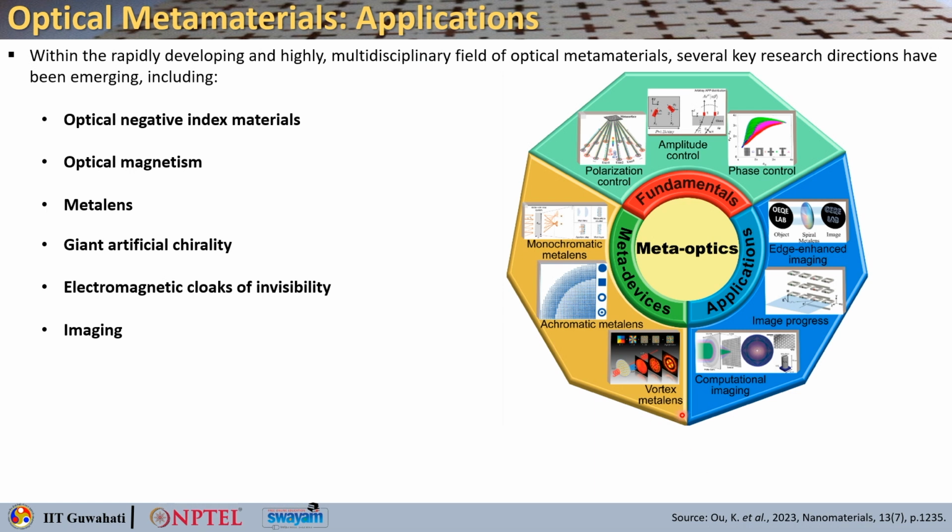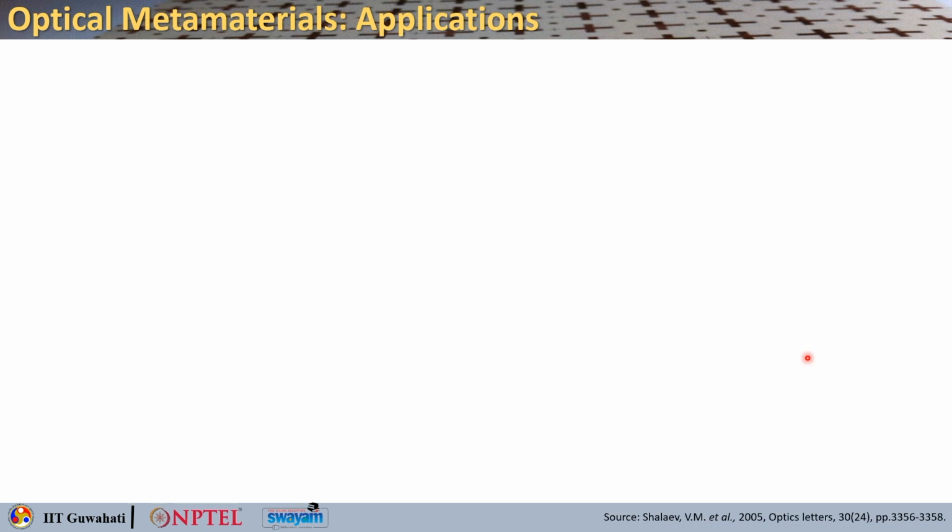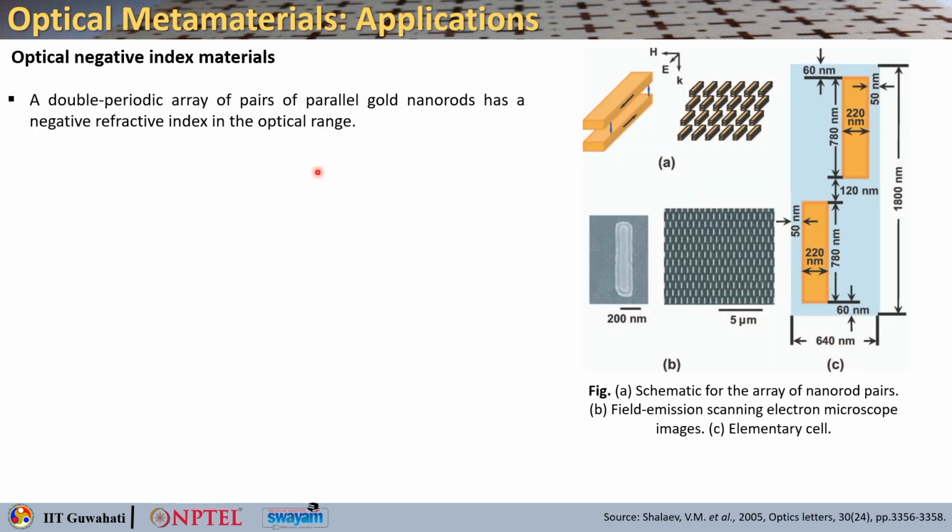You can also think of vortex Metalens, and they can be used in applications like edge enhanced imaging, image processing, computational imaging and so on. Okay. So, let us pick up one by one.